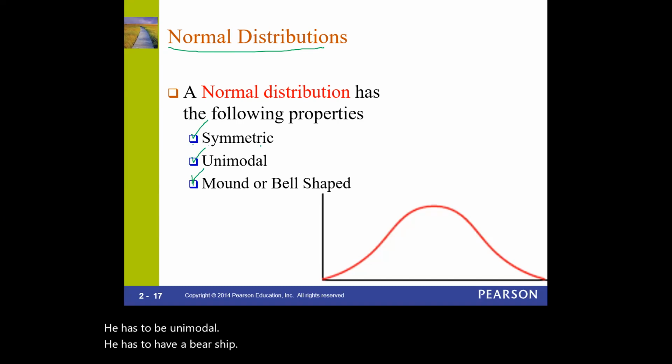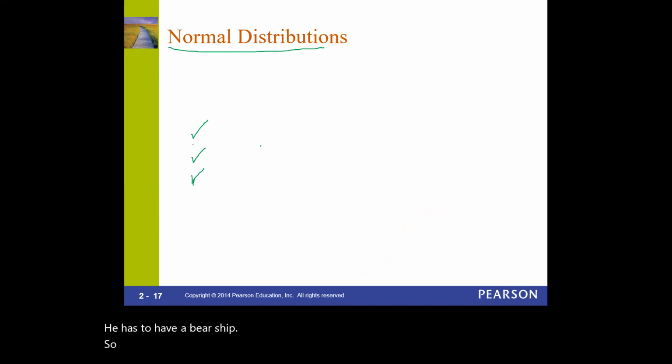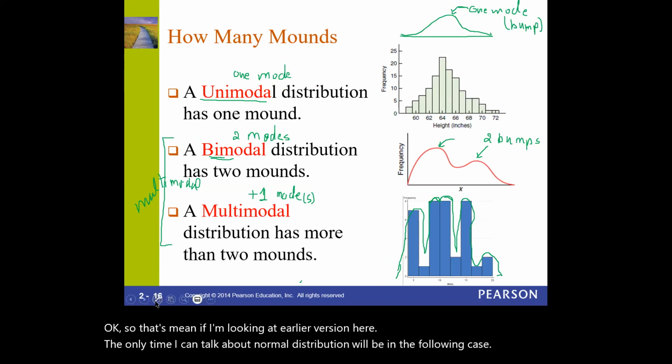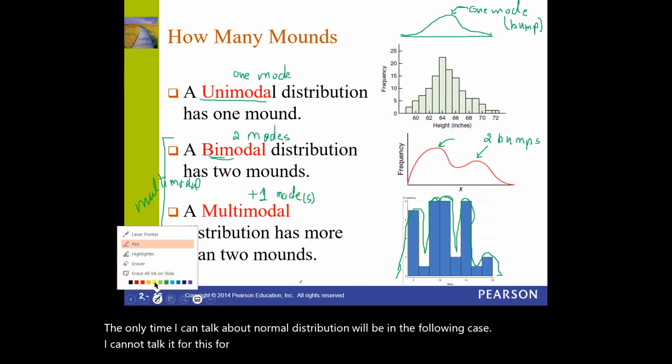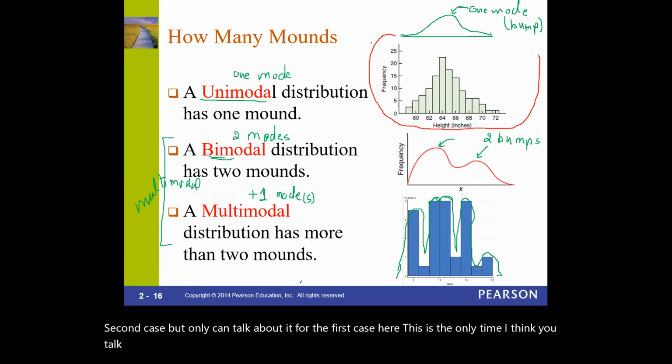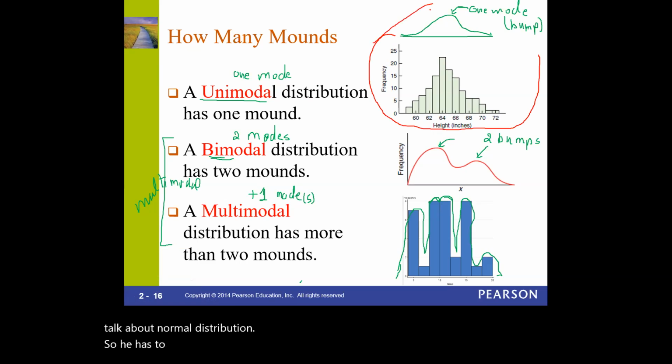So that means if I'm looking at the earlier version here, the only time I can talk about normal distribution will be in the following case. I cannot talk about it for the third case. I cannot talk about it for the second case, but only can talk about it for the first case here. So it has to be unimodal. If it's not unimodal, you cannot talk about normal distribution. That's why I told you earlier.